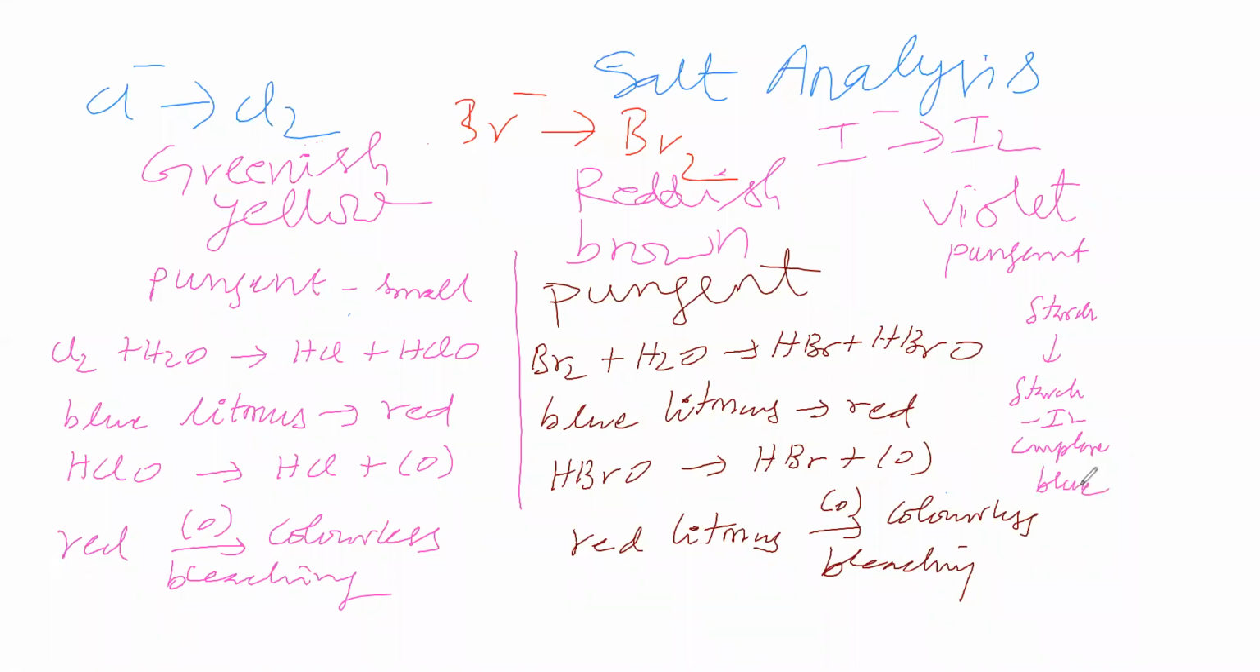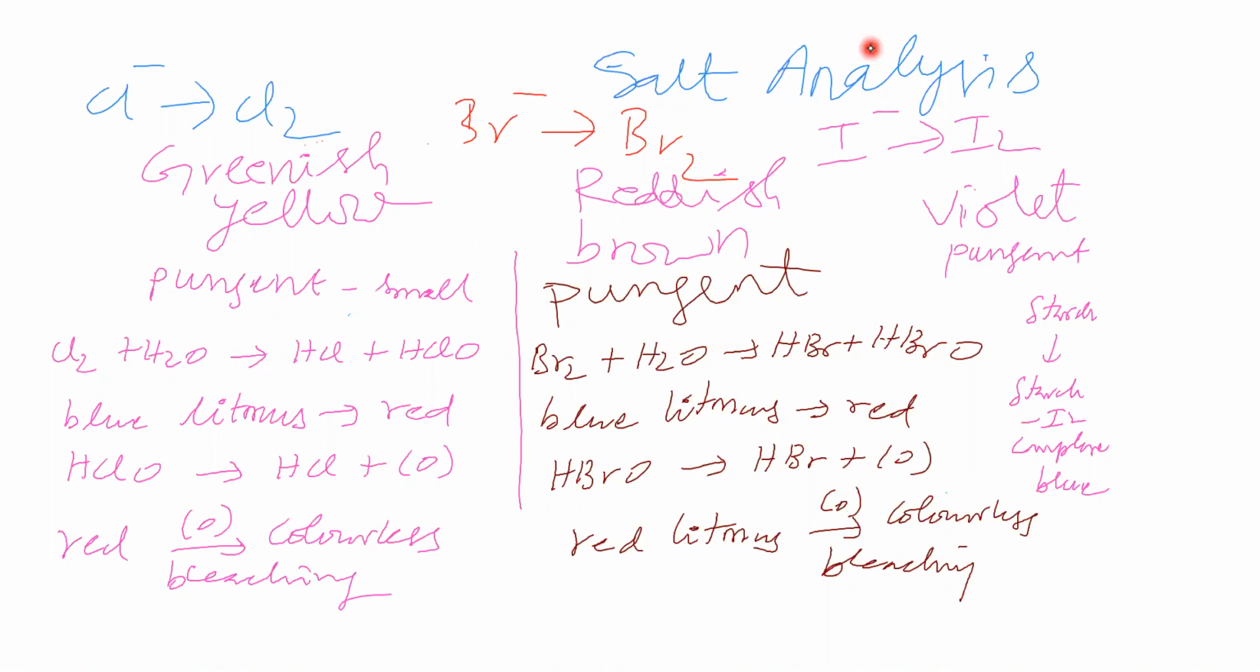Okay. Now these halides we have taken. Halides on dry heating give halogens. Halogens show tests like this. Cl minus gives Cl2, Br minus gives Br2, I minus gives I2. Cl2 is greenish yellow, Br2 is reddish brown, I2 is violet. All these three gases are pungent.